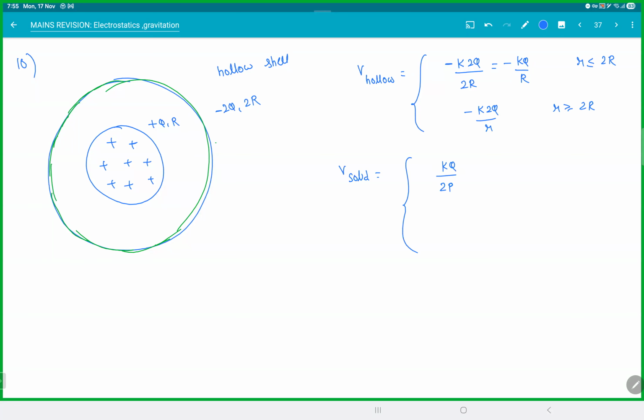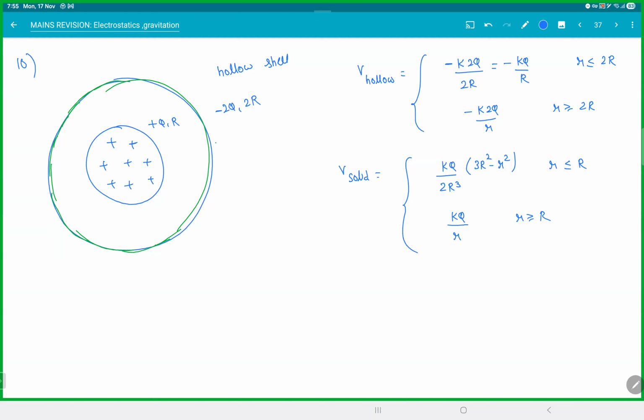This is a very important formula for a solid sphere. Definitely mark it up. Like I keep saying, your mains is not the only exam you'll be writing. This will pop up in some or the other exam.